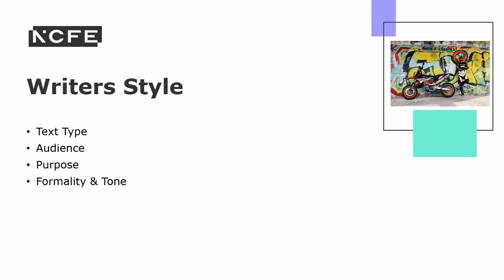Looking at understanding the audience. Who is the text aimed at? How do you know? The formality in tone and register. Is the article biased? Is it formal, informal, semi formal? Is it sarcastic, fun, genuine, or serious? So they are just some areas to look at when you're writing about writer's style.